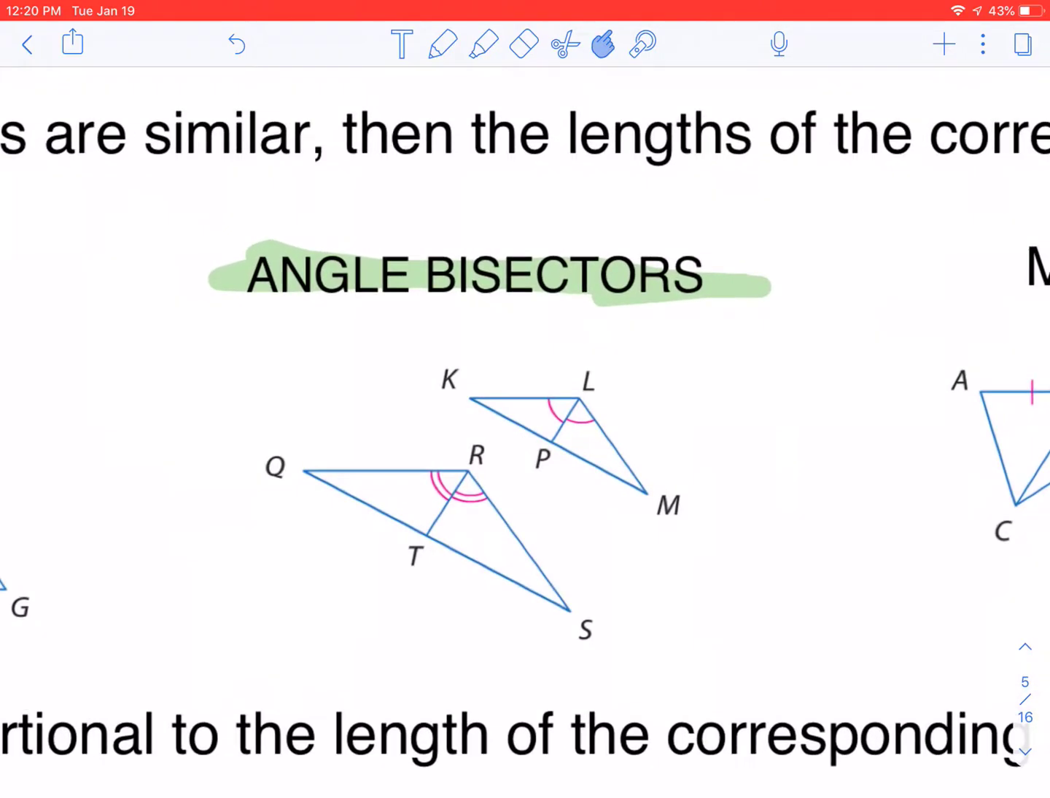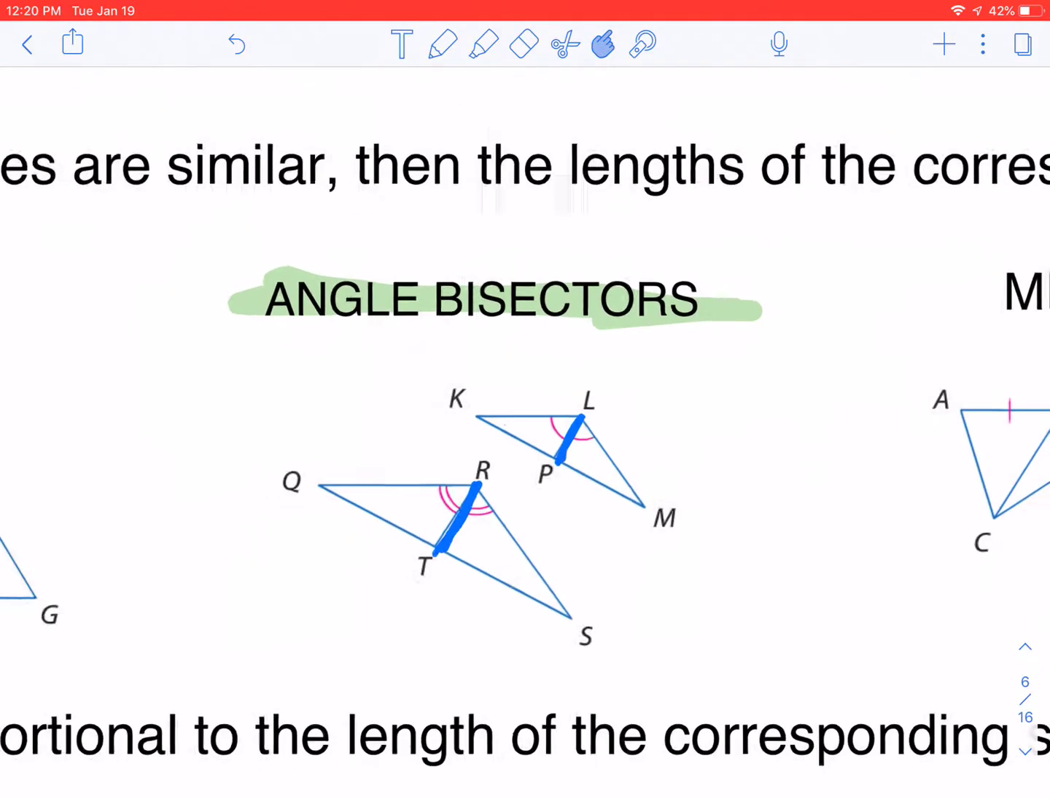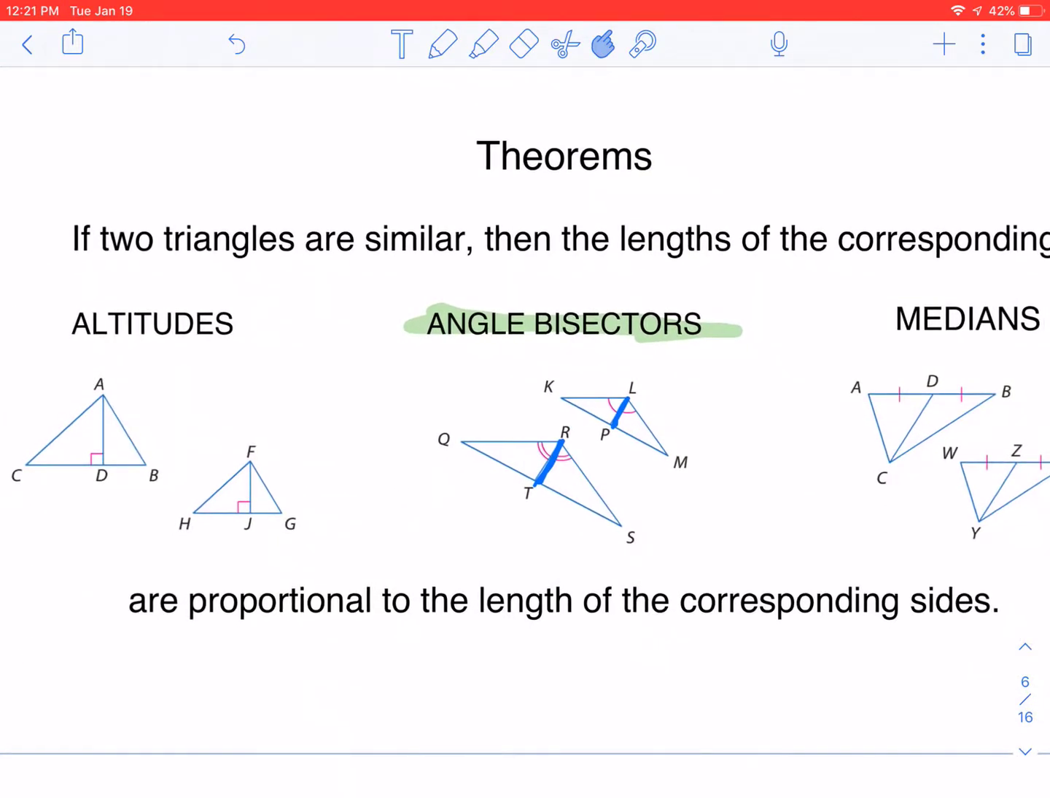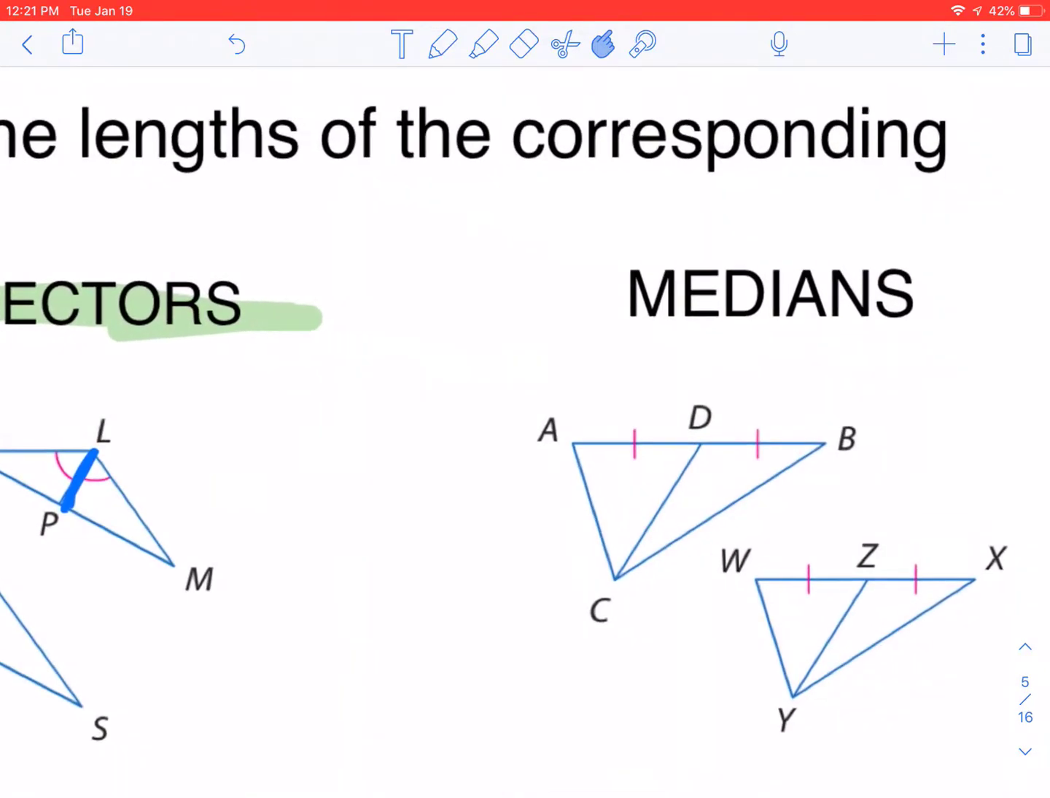Okay, so just to review, we had this line chopping the angle in half, right? So making those two angles congruent. We also have altitudes, which we really haven't talked about, and we have medians. We talked about at the beginning of the year where a median, which is this line, splits the side of the triangle in half to make two congruent sides.